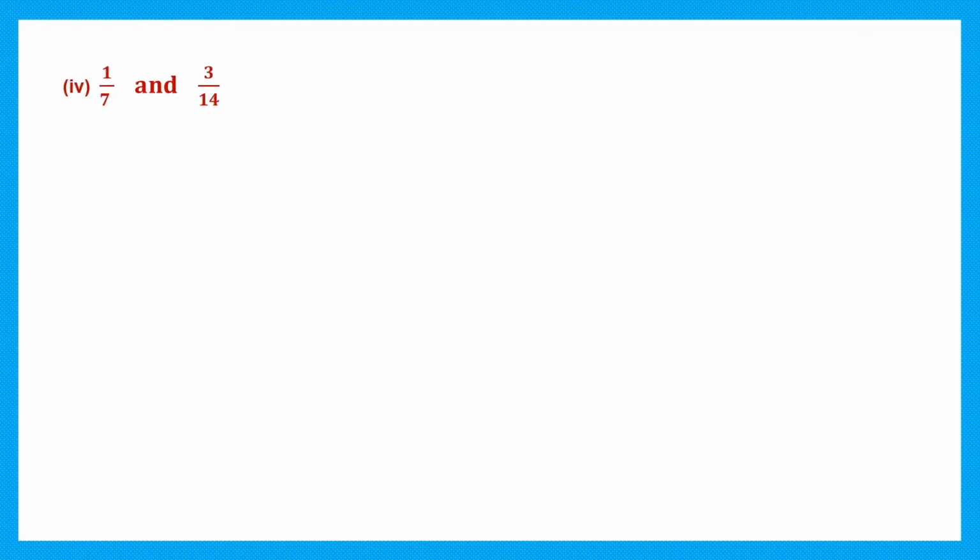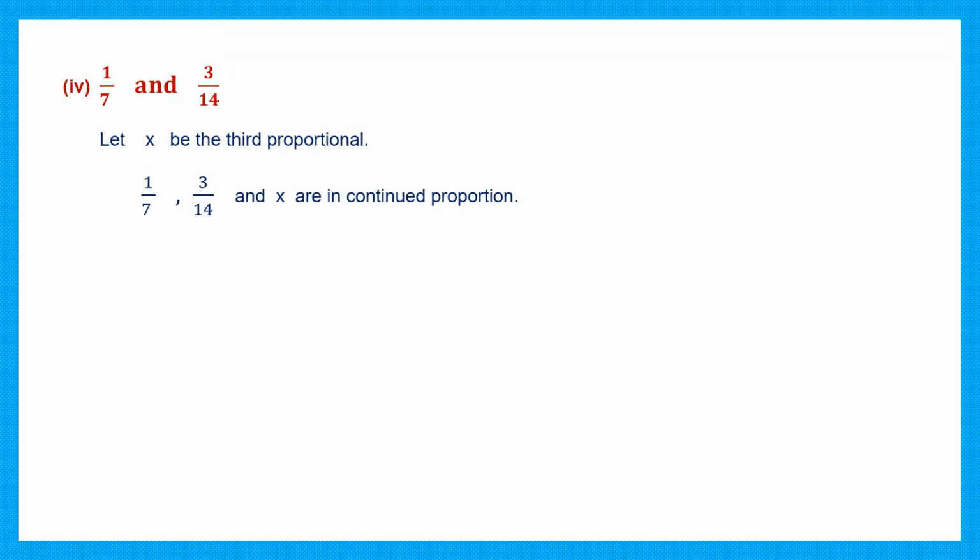Question 4. 1 by 7 and 3 by 14. Let x be the third proportional. That means 1 by 7, 3 by 14 and x are in continued proportion. So 1 by 7 is to 3 by 14. This is equal to 3 by 14 is to x. Now product of extremes, 1 by 7 into x equals 3 by 14 into 3 by 14.